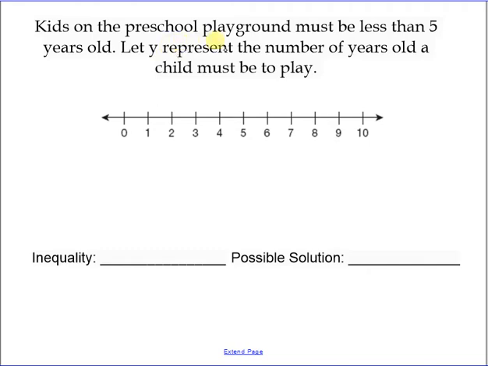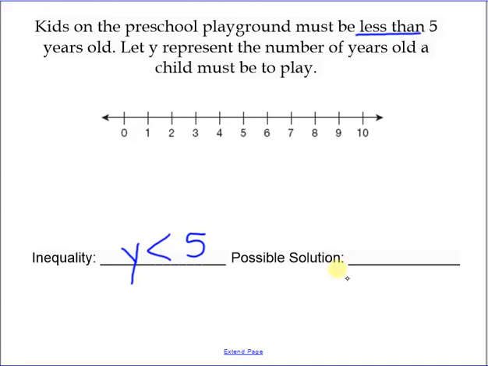Okay, kids on the preschool playground must be less than 5 years old. Let Y represent the number of years old a child must be to play. All right, so let's find our keywords. Less than, right here. So we have Y is our letter, that's step 2, and 5 is our number. Now step 3, we need to determine our inequality sign. So go back to our key words. Kids on the playground must be less than 5 years old. So we know that less than is this sign right here.